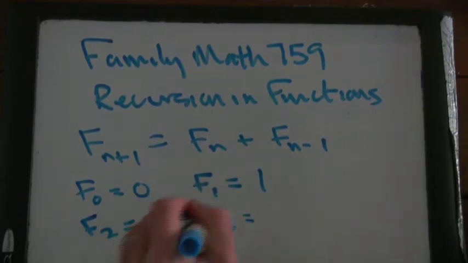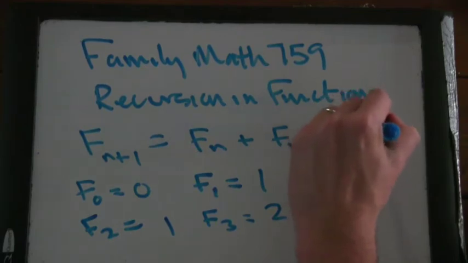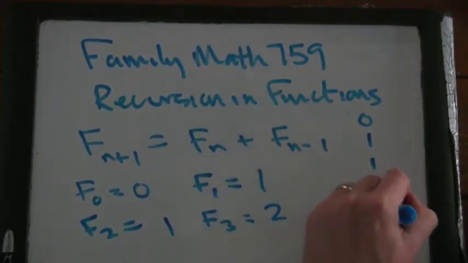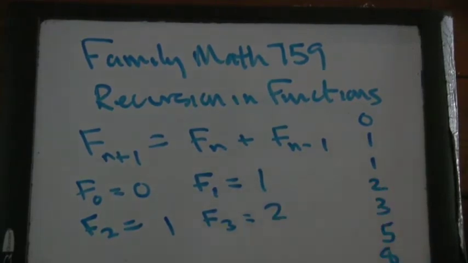F3 is 2. And maybe I could just do it in a table. 0, 1, 1, 2, 3, 5, 8, 13, all the way down. Now that's interesting.